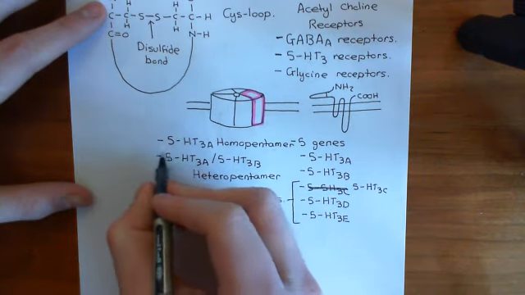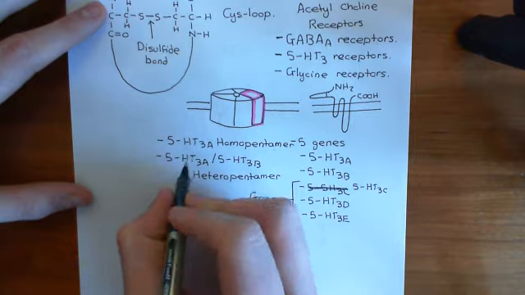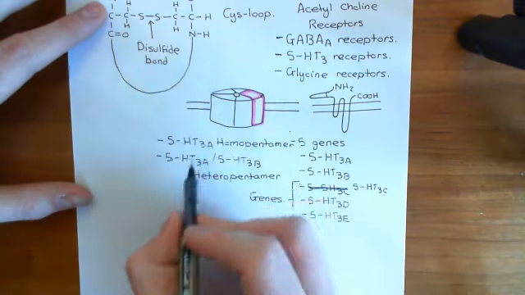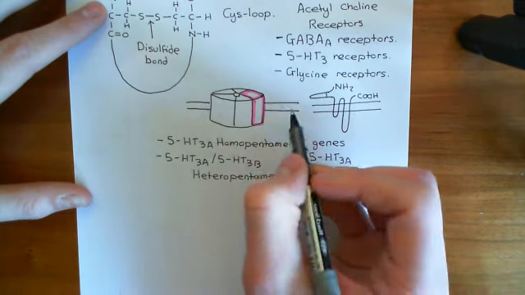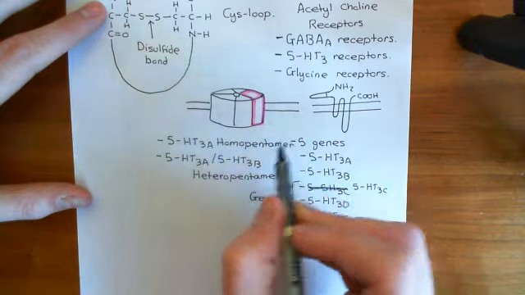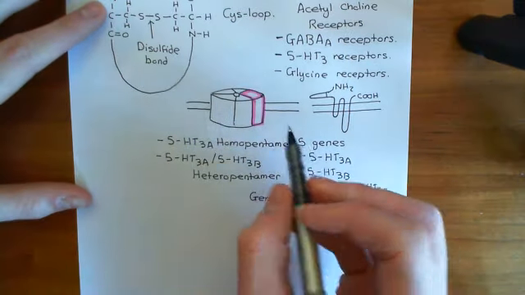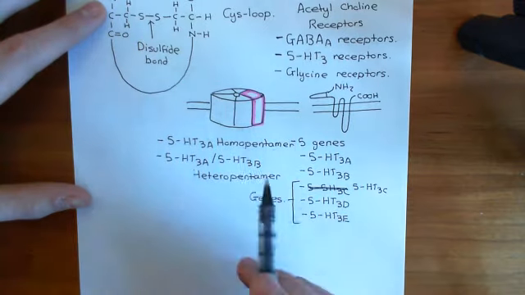Now, as far as I'm aware, the stoichiometry is not known. What I mean by that is we don't know whether you put in one 5-HT3A subunit and then 4 5-HT3B subunits, or 2 5-HT3A subunits and 3 5-HT3B subunits, or so on. And we certainly don't know how you arrange them relative to one another when you're actually joining them together.